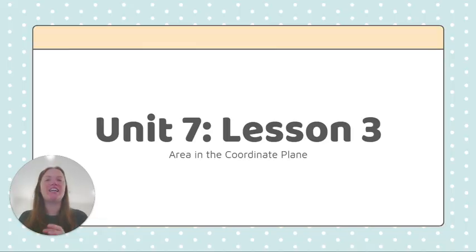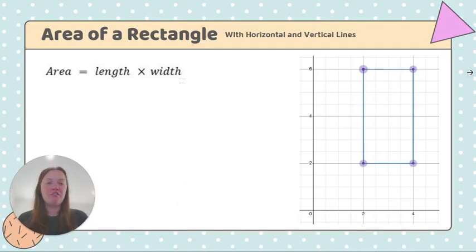This is the Unit 7 Lesson 3 video, and we are talking about area in the coordinate plane. The last lesson, we've talked about the perimeter, we've solved for distance. Now let's apply it to area. So first and foremost, we're going to work with rectangles.